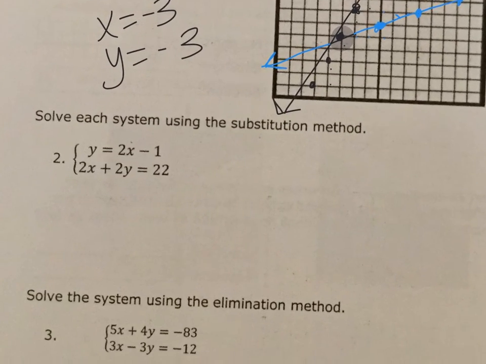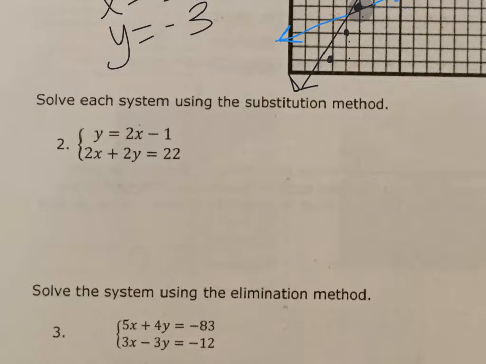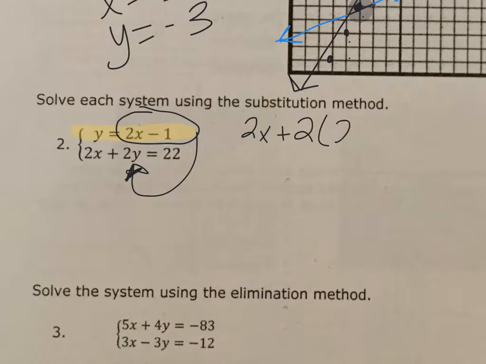Number 2, however, if I wanted to solve by graphing, I'd have to solve the 2x plus 2y equals 22 for y, and I don't really want to do that. But I see that this equation here is already solved in terms of y, so that makes substitution a pretty doable thing here. I'm literally going to take this and put it in for y. Then I'll have an equation just in terms of x, so I can solve it and figure out what x equals. Okay, so I have 2x plus 2, instead of y, I'm writing 2x minus 1 equals 22.